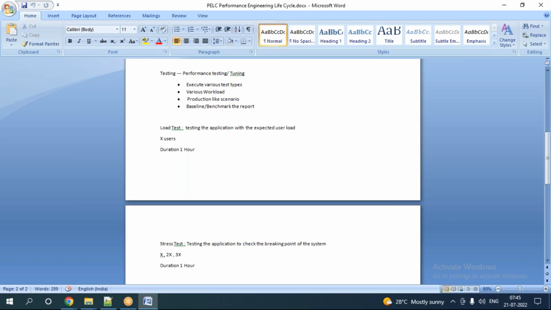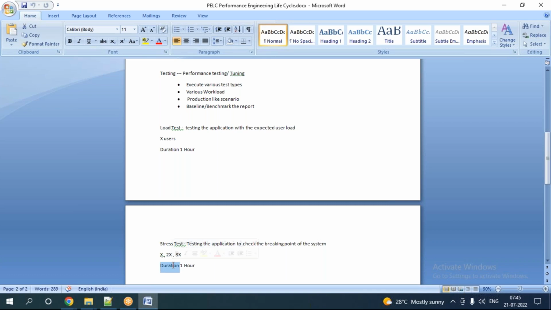They are not very much interested in that. They are saying only to go with x, 2x, 3x, and stop it. That number is more than sufficient for me. But by definition, it has to be tested to the breaking point of the system. People are not literally doing it. They are only going with the 2x, 3x condition, and they are stopping the test.